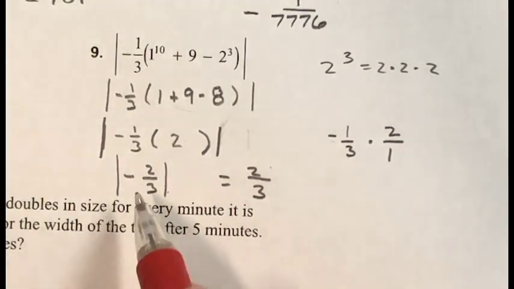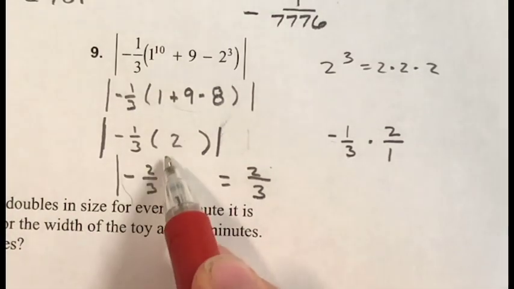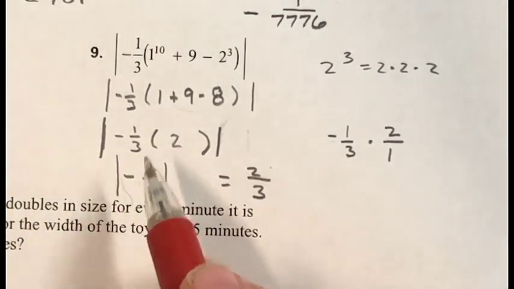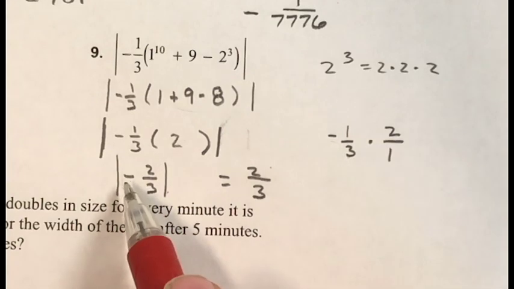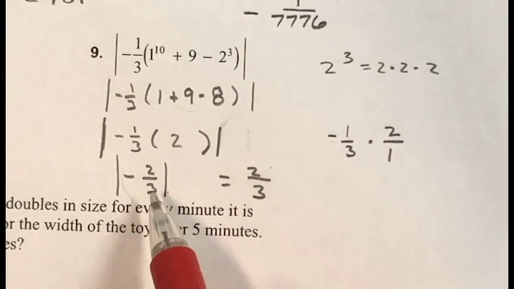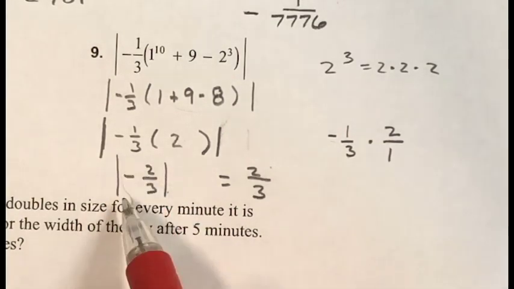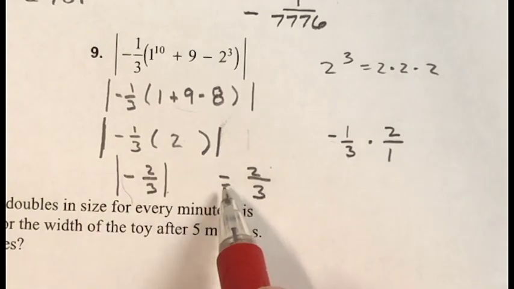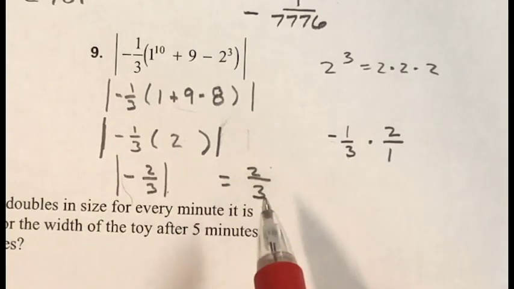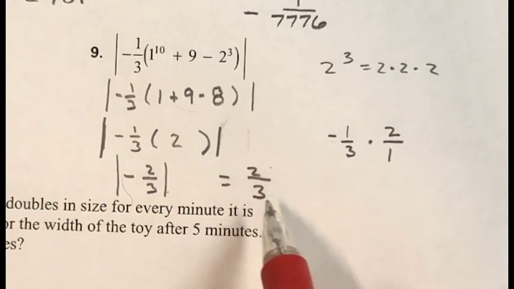Now, don't stop here. Notice that this is the absolute value. What does that mean? I'm trying to find how far negative 2/3 is away from the number 0. I'm asking for the absolute value. When I do, I get just 2/3. So this is my answer.